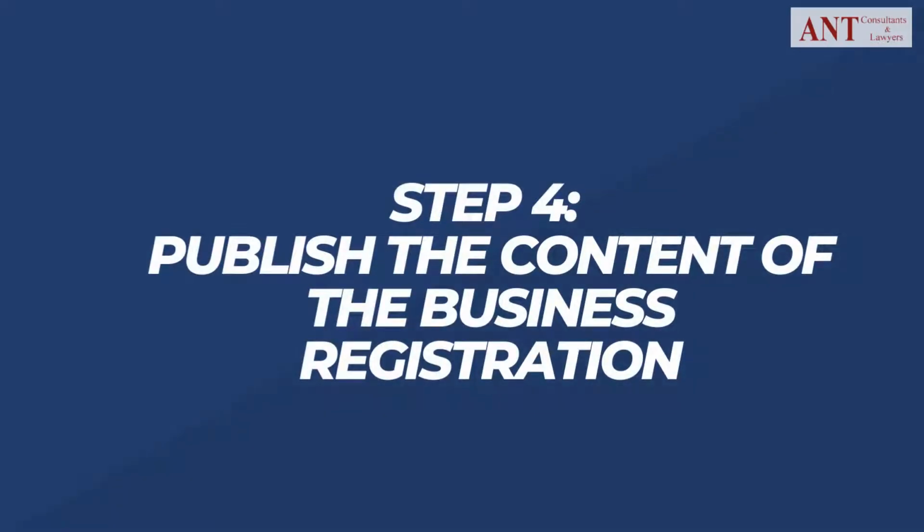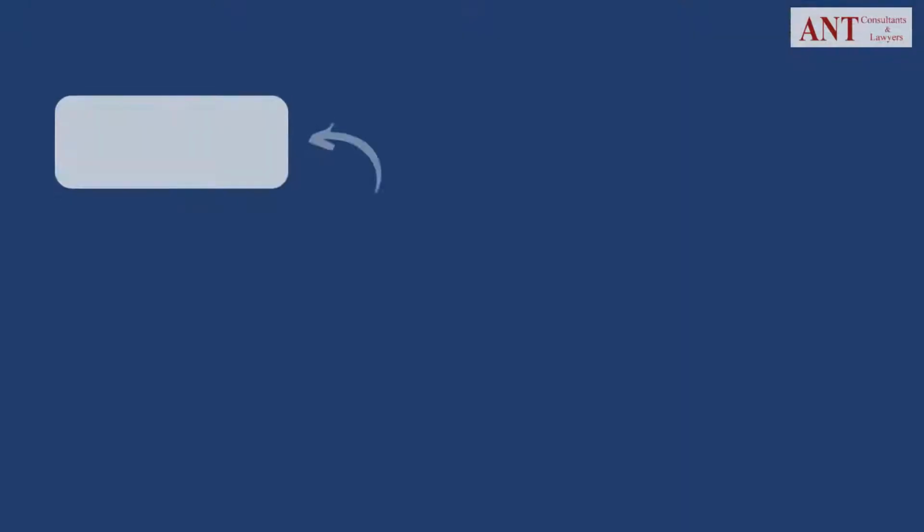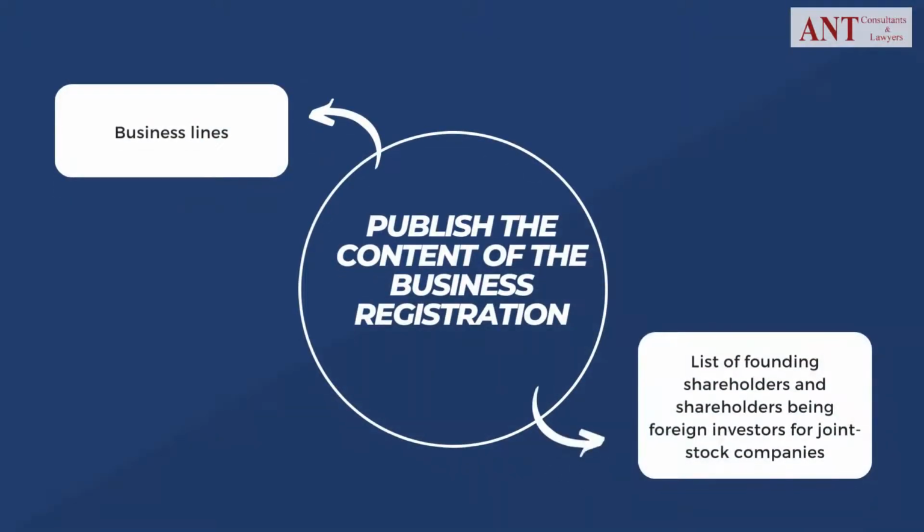Step 4. Publish the content of the business registration. After being granted the Certificate of Enterprise Registration, the investor shall disclose information about the enterprise on the National Enterprise Registration Portal within 30 days, including the following information. Business lines, list of founding shareholders and shareholders being foreign investors for joint stock companies.